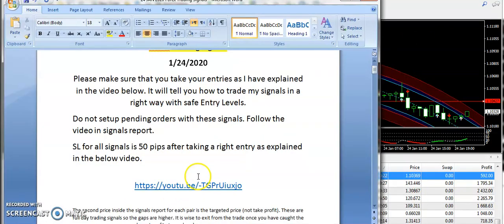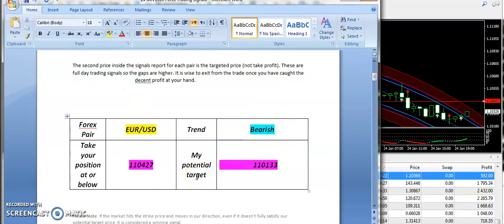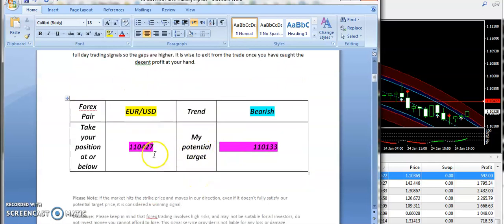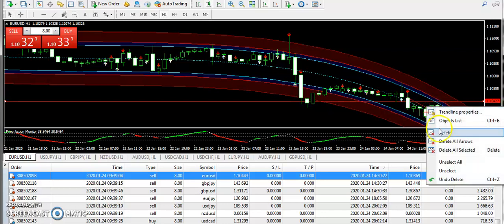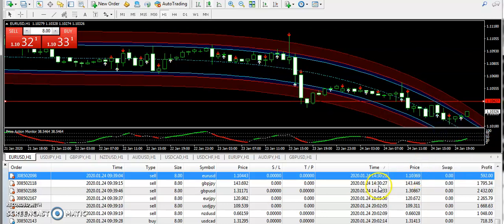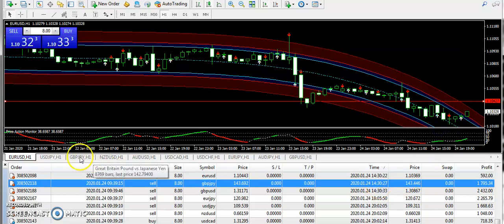So guys, this is the signal report that I sent to the subscribers early in the morning, starting from EURUSD with a bearish expectation from 110.427 and 110.133 was the target price. And guys, you can see right from the entry we have seen the downward trend, and EURUSD has gone down today as per the prediction. So if you have traded EURUSD, then you must be in a very good profit.